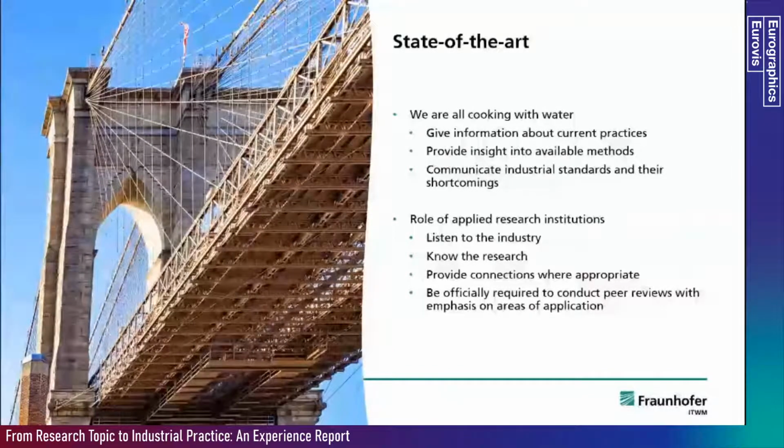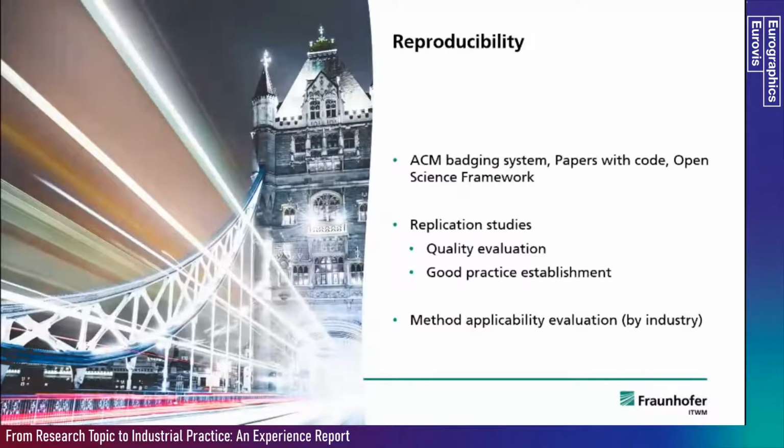Regarding the reproducibility of the research, there have already been a lot of good efforts out there, like the ACM badging system, or the Papers with Code website, or the Open Science Framework. Replication studies are needed. They provide the quality evaluation of the methods available and also should be able to identify and establish good practices. But finally, it is industry's task to actually do method applicability evaluation of work that has been done, what is useful and what not, and that should be available to the researchers.